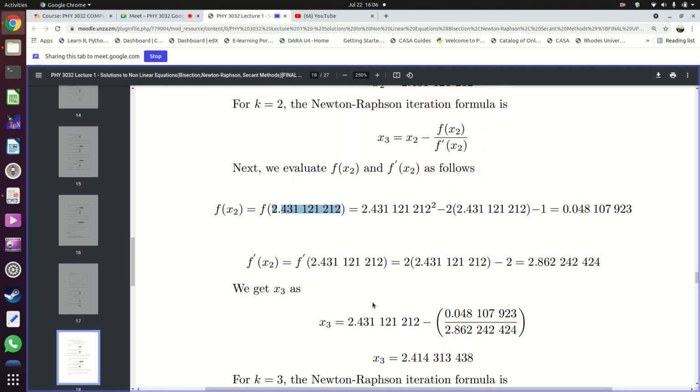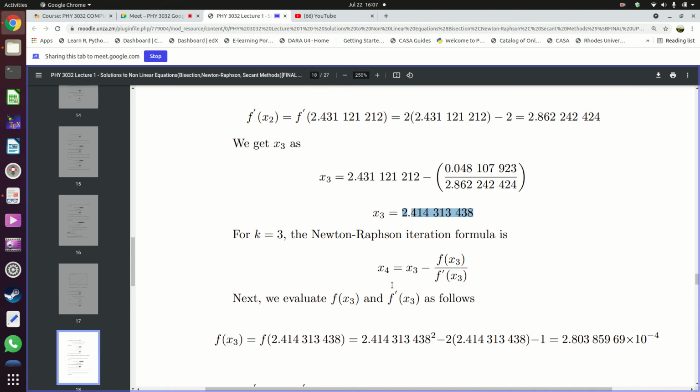When you do that, you end up with x3 equals 2.431121212 minus the value of the function divided by the value of the derivative at x2. You end up with x3 equals 2.414313438. That's your x3.